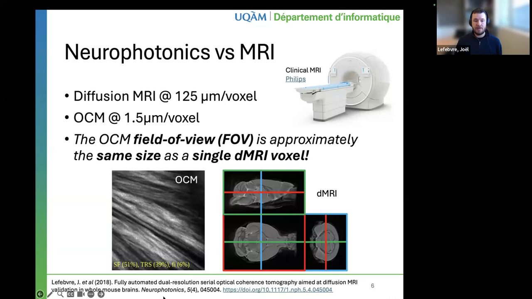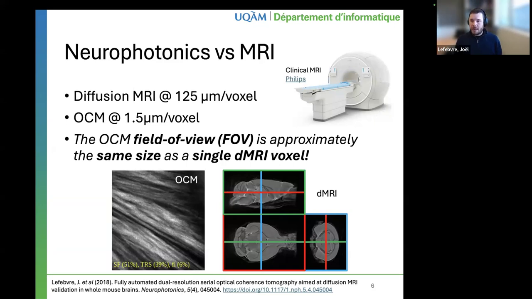The field of view, the size of the image of the OCM, is the same as a single MRI voxel. So it gives us a lot of information that we can then use to try to improve the tractography algorithm, to use that as a priori information. So that's the main motivation behind using neurophotonics in my lab.